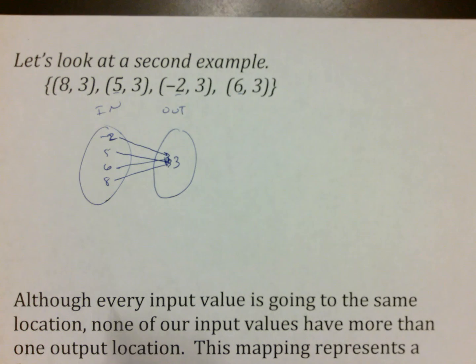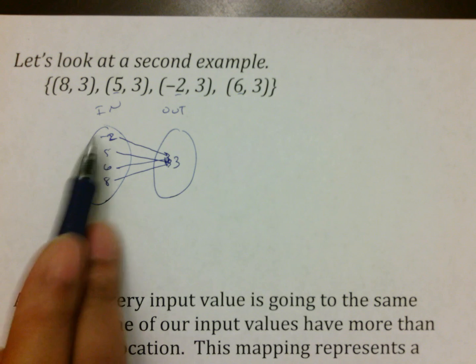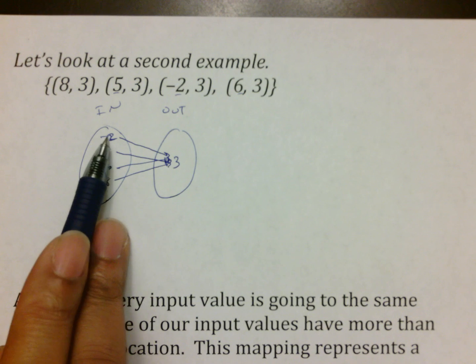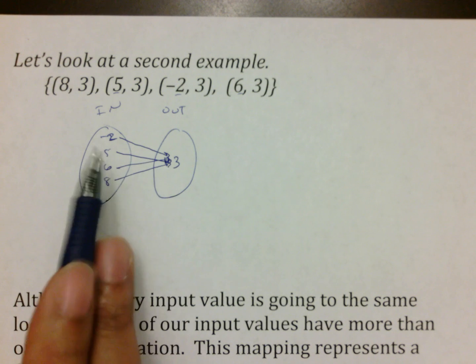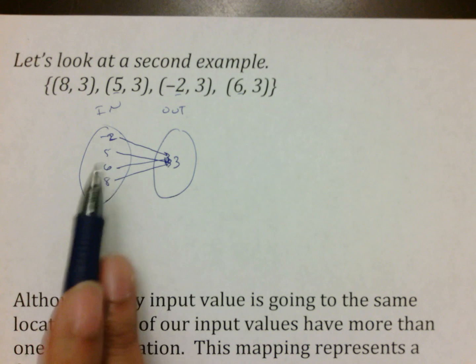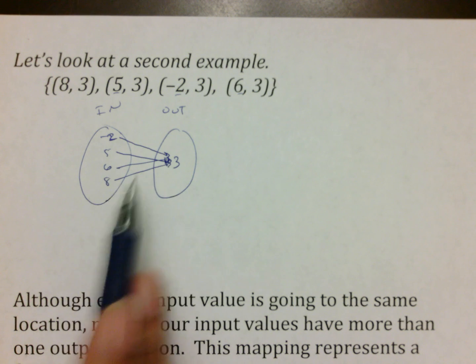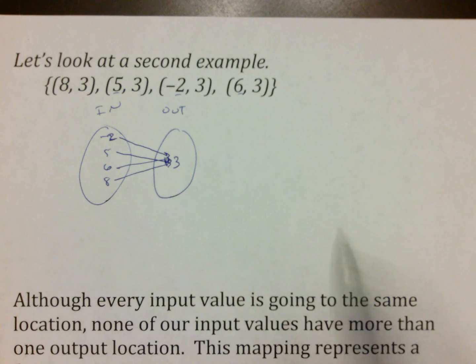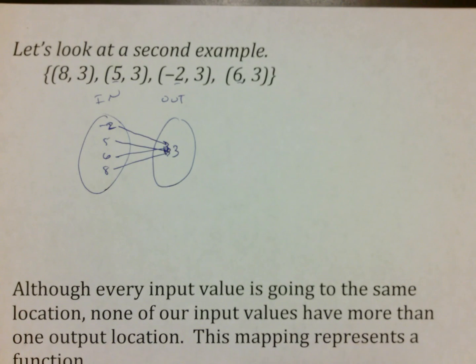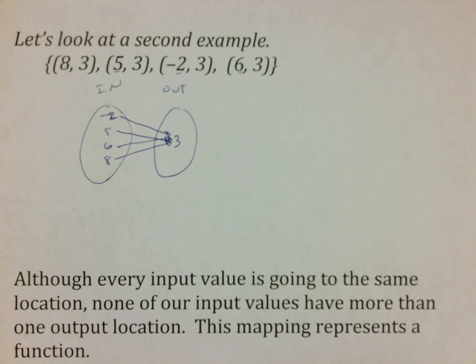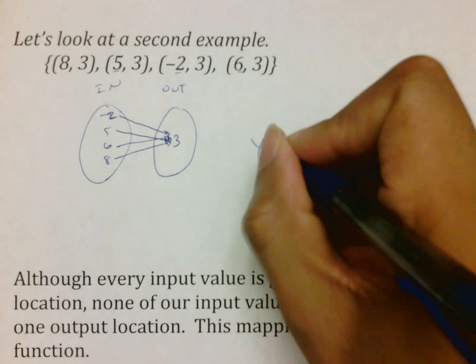Even though everything is going to the same location, I know where it's going to end up. I know that when I put in a -2, 3 is going to come out. I know when I put in a 5, 3 is going to come out. I know when I put in a 6, 3 is going to come out. I know when I put in an 8, 3 is going to come out. None of those are confusing. I know exactly what's going to come out with my input value, and so that means yes, it is a function.